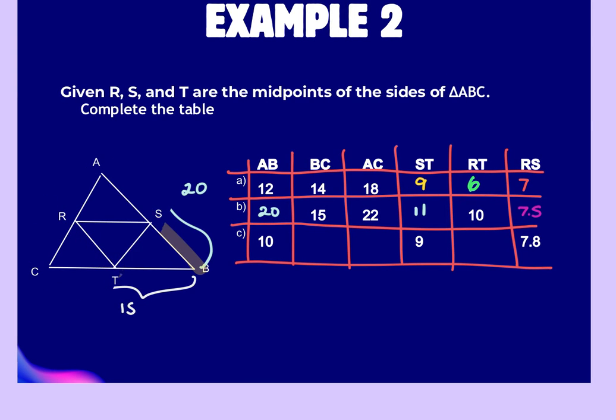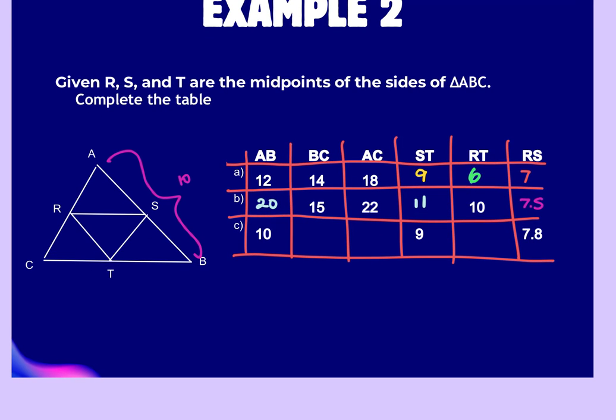All right, and the last one. Now AB is 10. So RT. ST is 9. And RS is 7.8. So I have an answer to which part? RT. Okay, so RT would be what? RT would be 5. Good, because AB is 10. What's BC? 15.6. Good, because you doubled 7.8. And what color did I use? Yellow. AC is 18, because we doubled the 9.